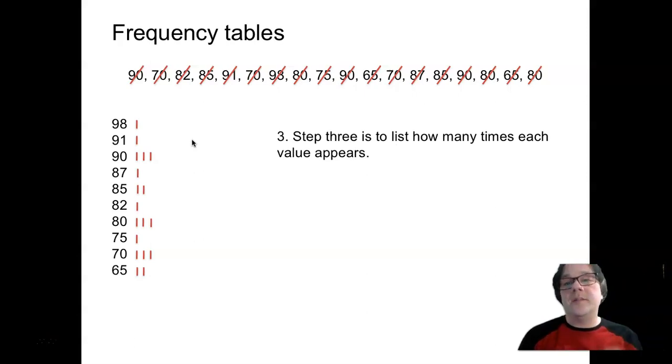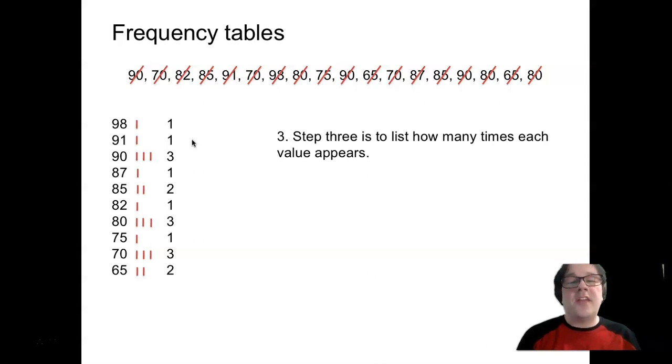Step 3 is to then list exactly how many times each value appears. And this should be pretty easy because we have this tally column that we can go by, right? So 98 appears once, 91 appears once, 90 appears 3 times, 87, 1, 85, 2, 82, 1, 83, 85, 1, 73, 65, twice, right?